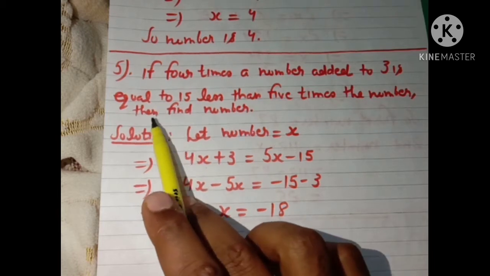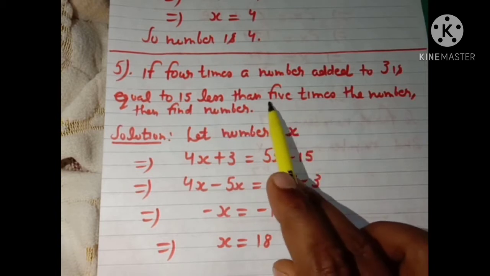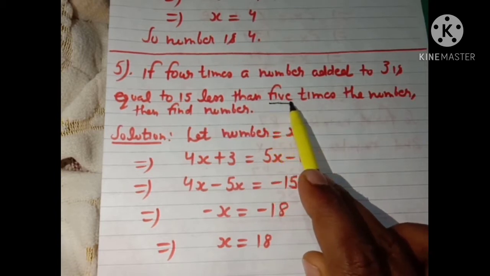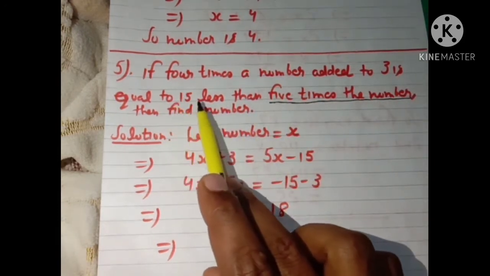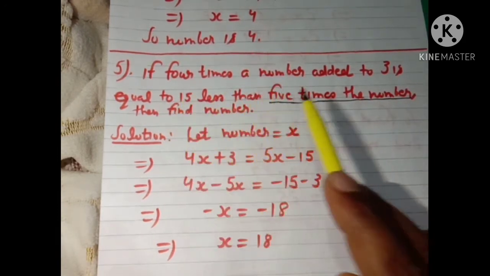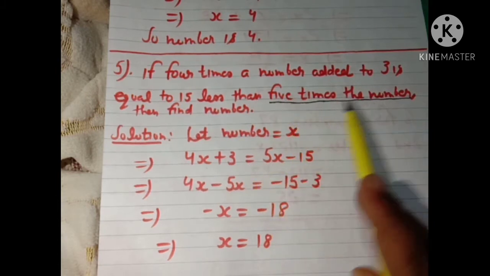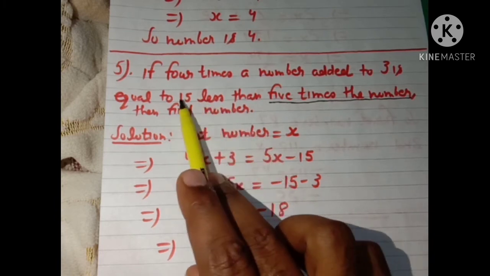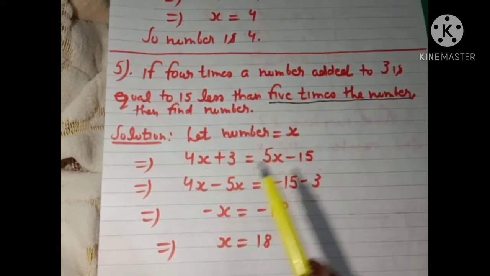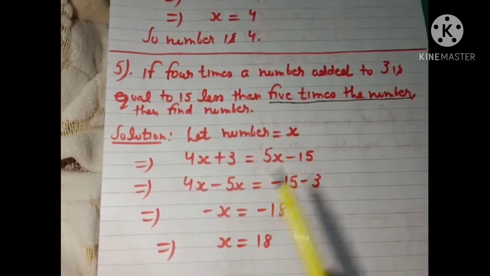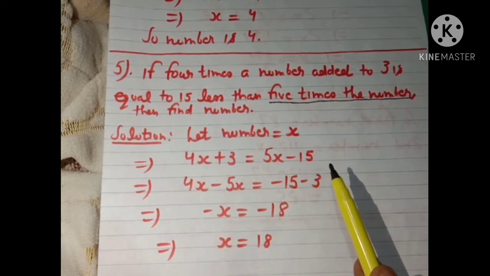So see, this one also is equal to 15 less than 5 times the number, means now we have to multiply the number by 5 and then we have to subtract 15 from this, because it is 15 less than 5 times the number. On the right hand side you can see 5 times the number means 5x, less by 15, so we have to subtract 15 from this, so it will become 5x minus 15. So in this way we can make this equation.